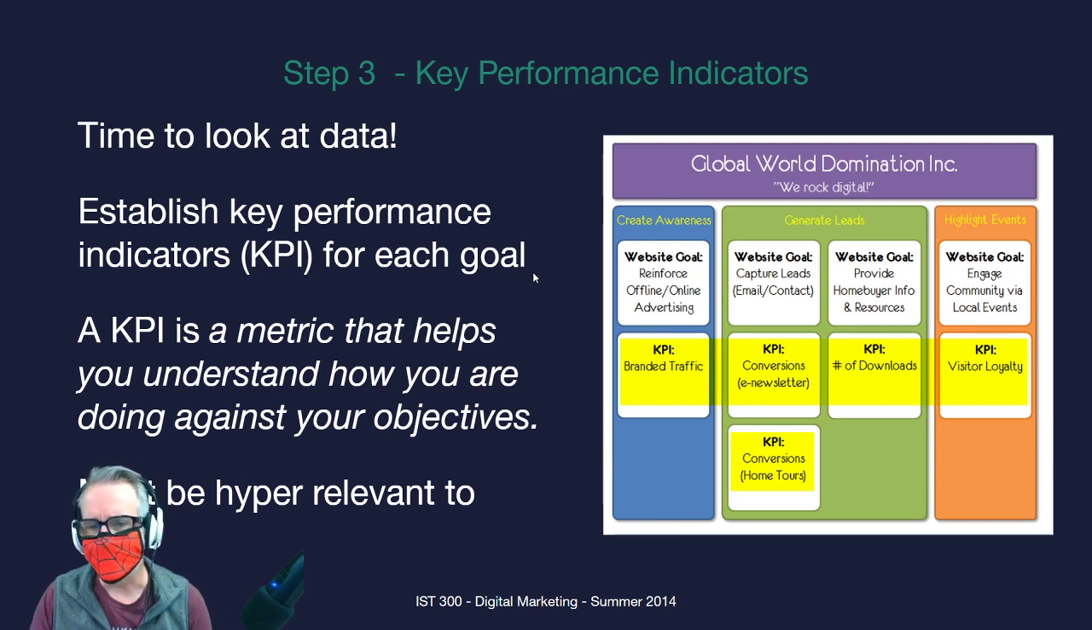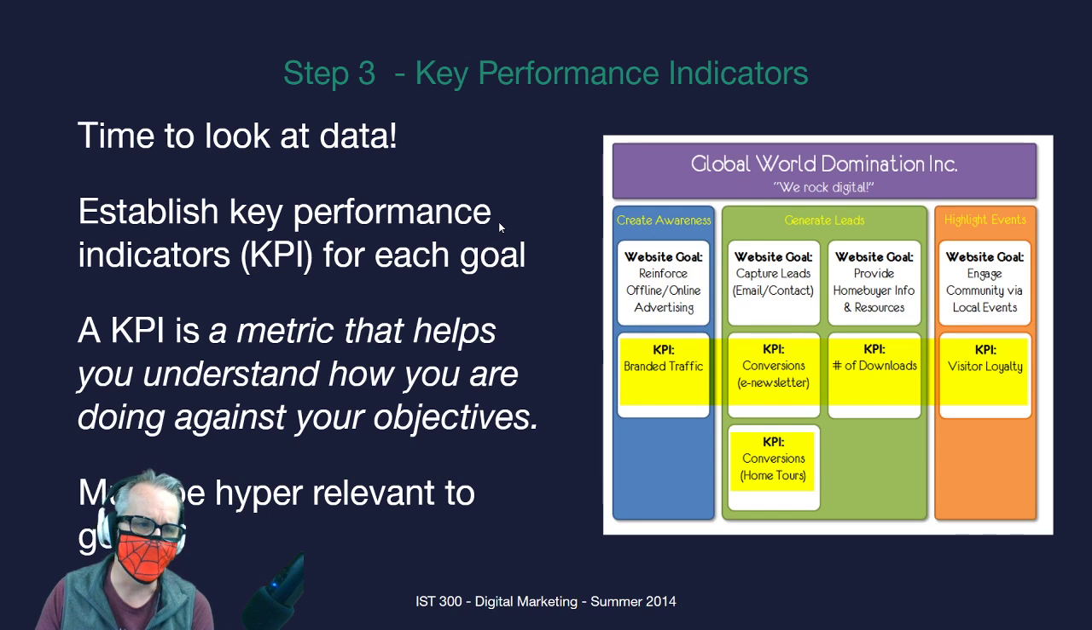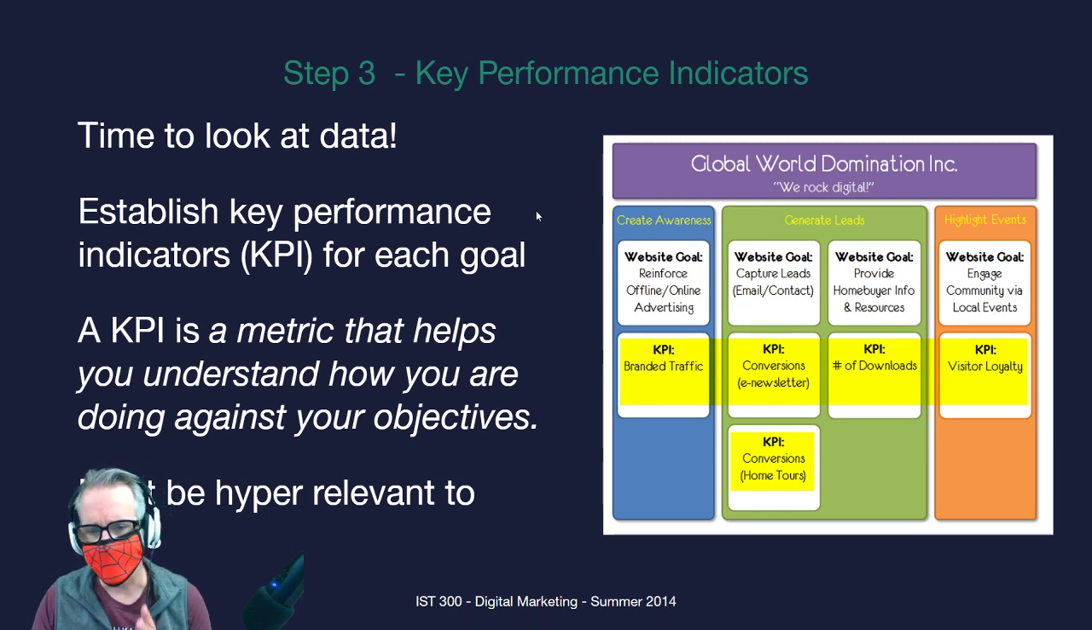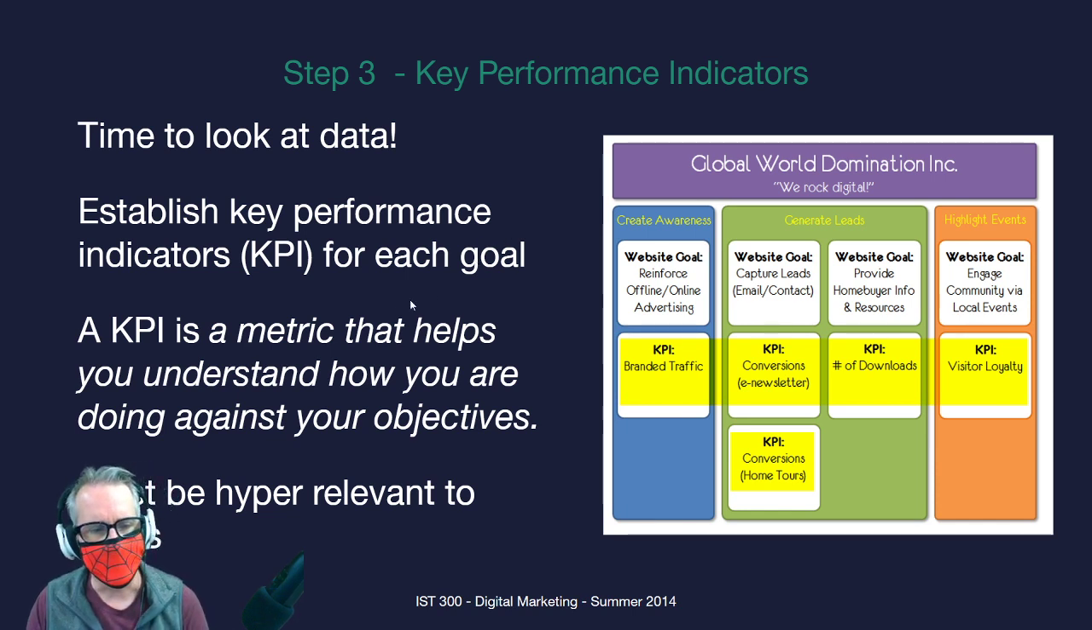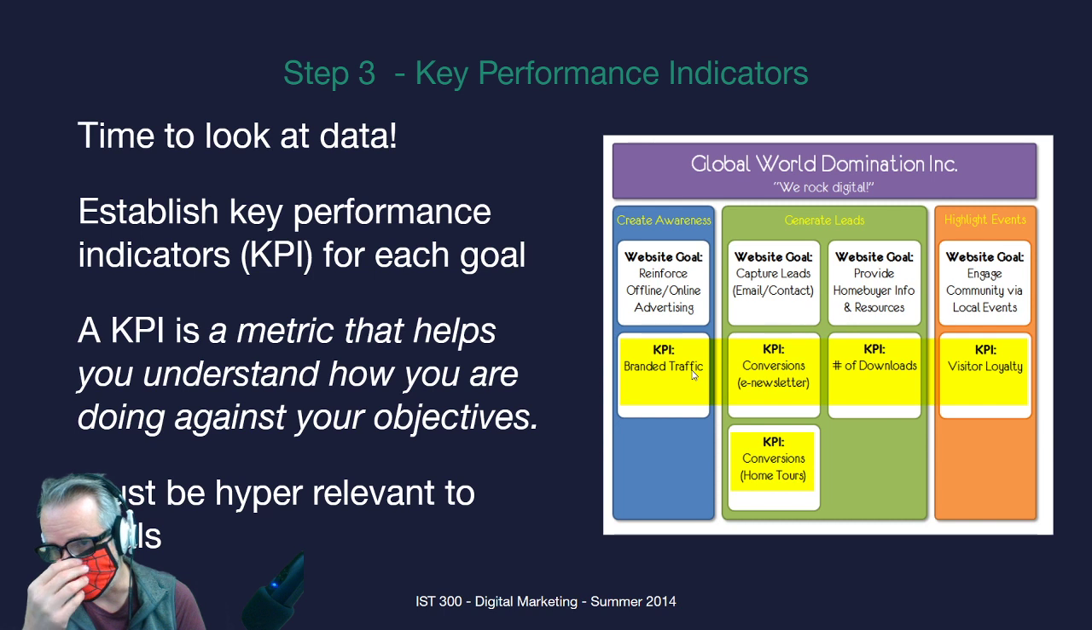All right, after you set up your goals, you're going to look at some KPIs, some key performance indicators. We've talked about these already, but let's talk about them a little bit more. So you've got your goals, now you're going to measure it. You're going to measure it with some KPIs. A KPI is a metric, so a number, essentially, that helps you understand how you're doing against your objectives. So a KPI here is branded traffic. How many times are people searching for Global World Domination Incorporated?